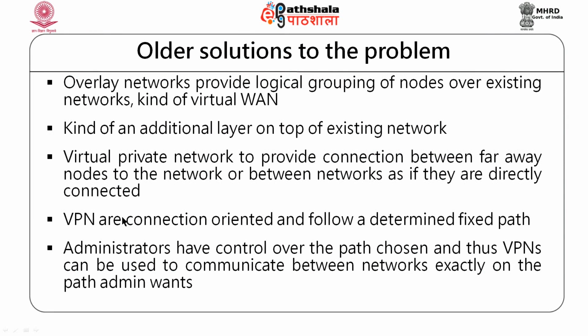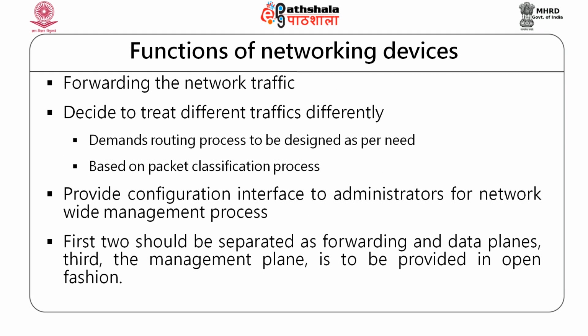The other solution is called virtual private network. A virtual private network connects 2 endpoints in a secured fashion. Okay. But then you have control over how that is routed. Okay. So, you know exactly what the path is. So, VPN can be used to communicate and provide you the exact path in a secured manner.